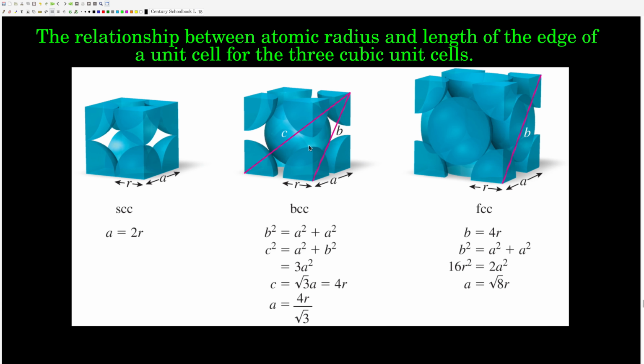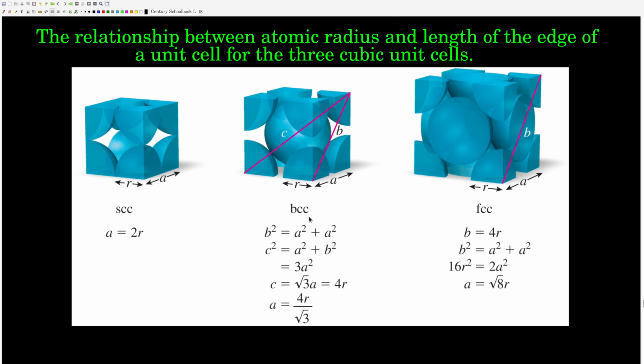But in a body-centered cubic cell, the atoms on the corners are not touching, so it's not 2R. So what we do is we set up some right triangles and use the Pythagorean theorem. So for this right triangle here, this side is A, this side is also A, which represents the length of a side, and this is a diagonal that goes from this corner up to this corner on this face.